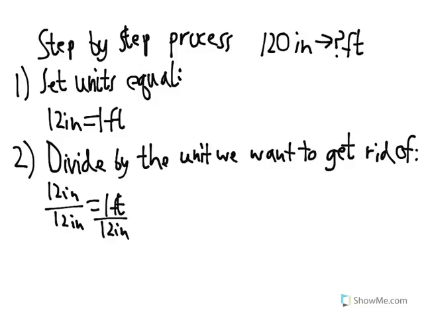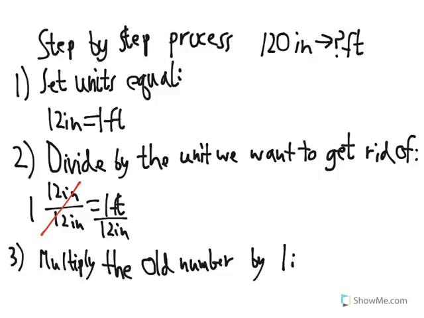And then once again, the left-hand side just cancels out and leaves us 1. So now the final step is we need to multiply the thing we're converting by 1. We take the thing we're converting, which is 120 inches, and we multiply it by 1, which in this case we've decided is 1 foot over 12 inches. Hope you can still see that. And then the inches cancels out, and we're left with 120 divided by 12, or 10 feet.